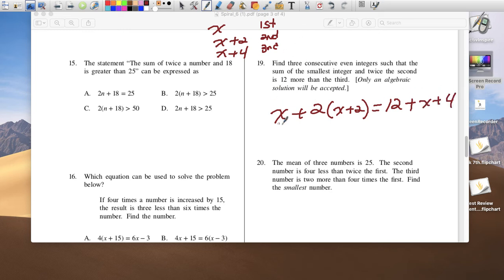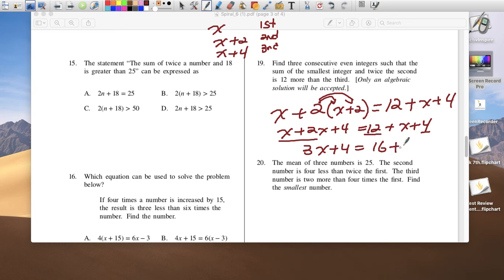So let's do the distributive property: 2x plus 4 plus x equals 12 plus x plus 4. Combining like terms, 2x plus x is 3x plus 4. On this side, I can combine the 12 and 4, which gives me 16 plus x. Let's get rid of one of the x's, so minus x on each side. We get 3x minus x is 2x plus 4 equals 16. So that's a very easy two-step equation.